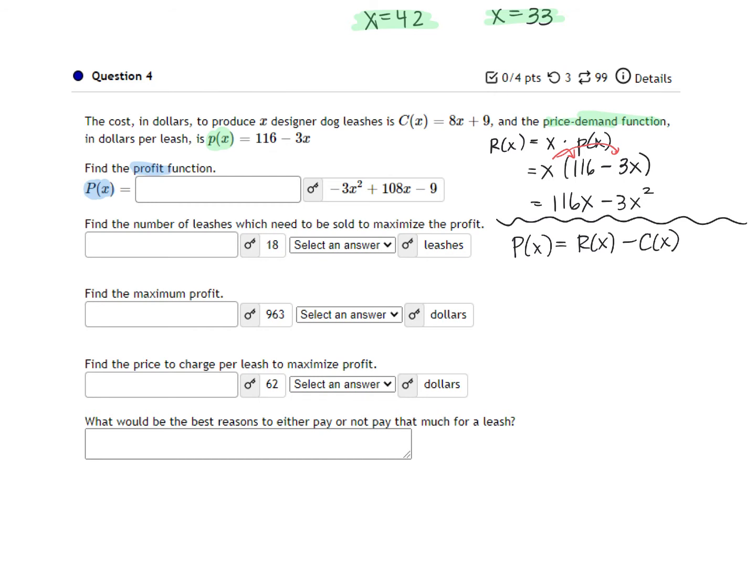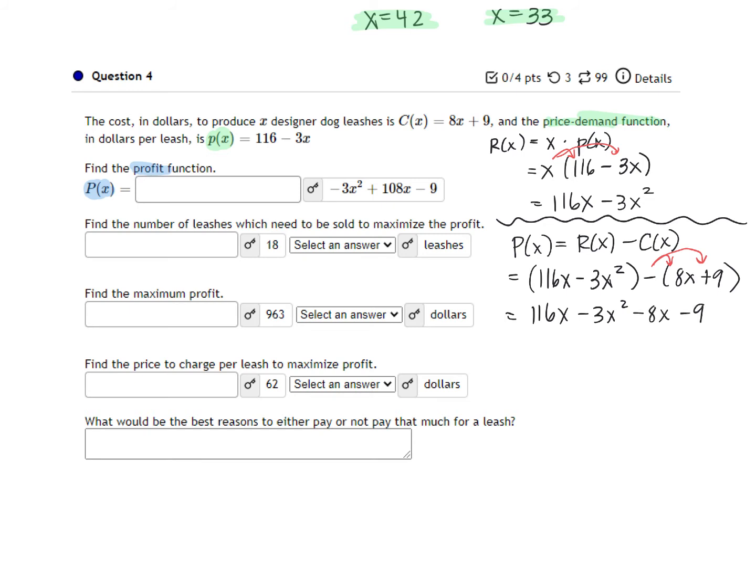Okay, so the revenue function is 116X minus 3X squared, minus the cost function, which is 8X plus 9. Make sure you put them in parentheses because it's important that you distribute that minus to each term of the cost. So this will be 116X minus 3X squared minus 8X minus 9.